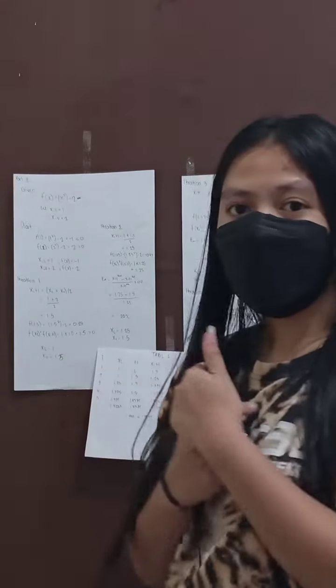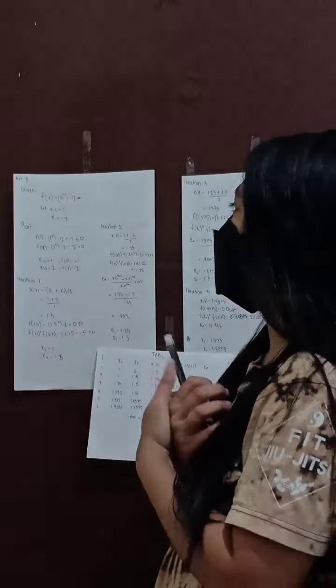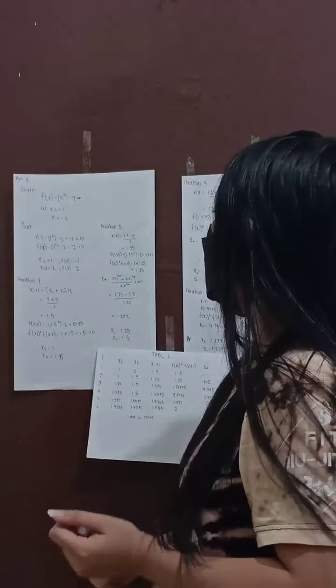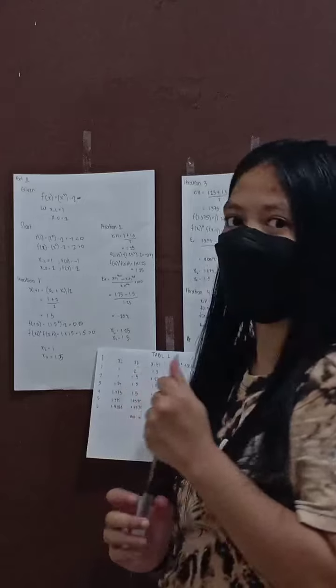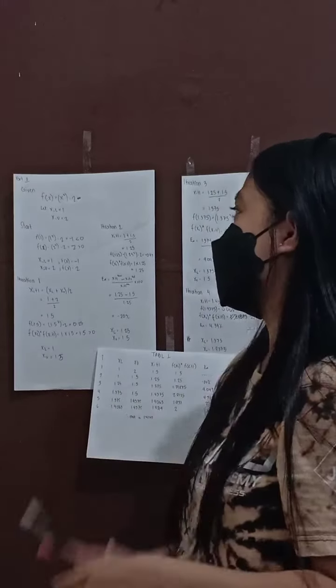So task 2 or part 2. This would be our given equation: f(x) equals x squared minus 2. Let xl equals 1, then xu equals 2.